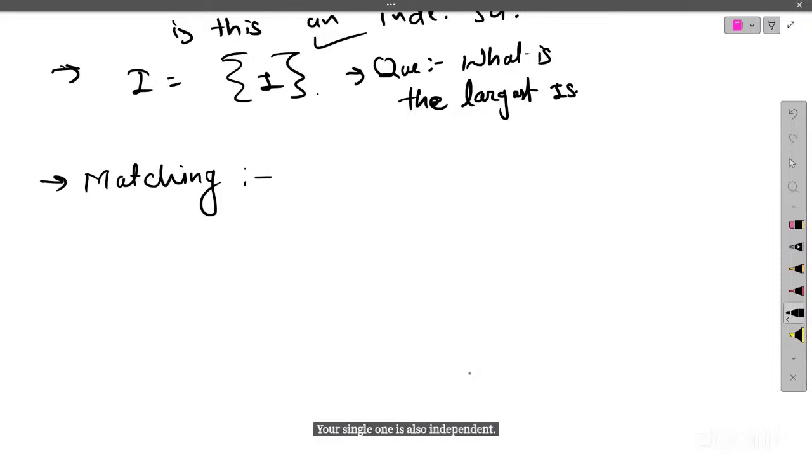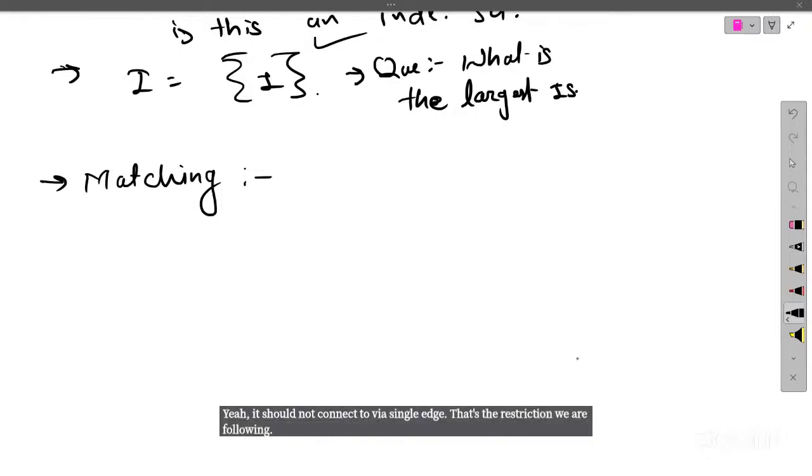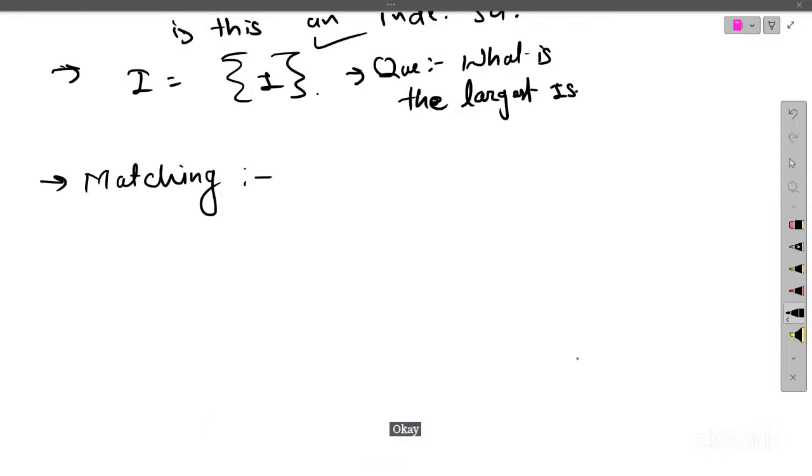Okay. So now let's go to matching. So what is a matching? Yeah, I am saying that in an independent set, the members of the set, the vertices, should not be connected via a single edge. That's the restriction we are following. Okay, ma'am. Thank you.